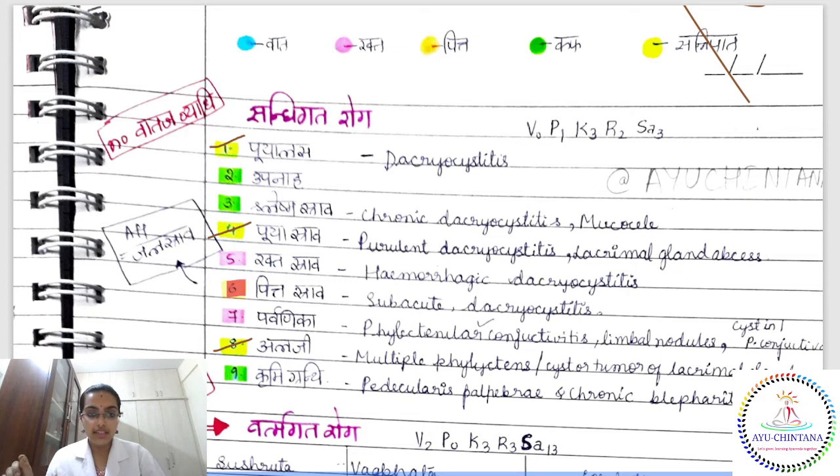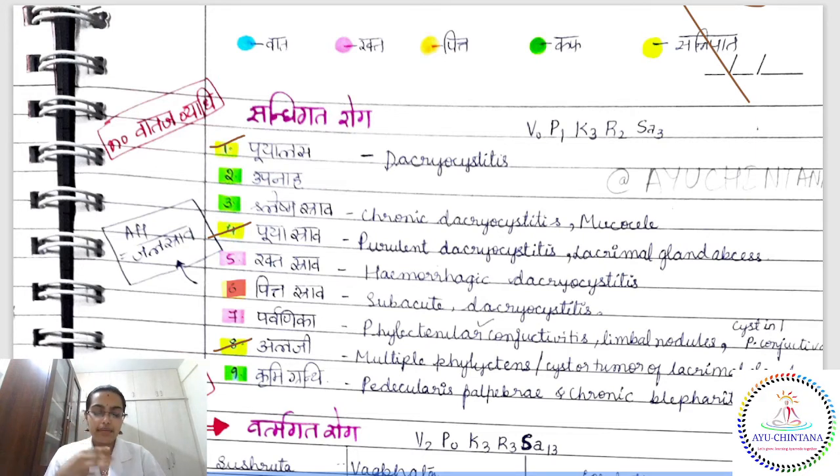The next part, Parvanika: phlyctenular conjunctivitis, or it can be limbal nodules, or it can be a cyst in the palpebral conjunctiva. Done. Next, allergy: multiple phlyctens, or it can be a cyst or tumor of the lacrimal gland. Finally, it is Krimigranthi, pedicularis palpebrae, and chronic blepharitis. Done? Okay.